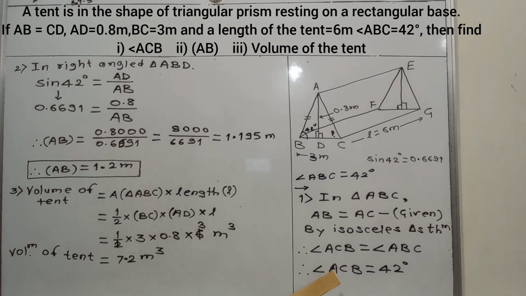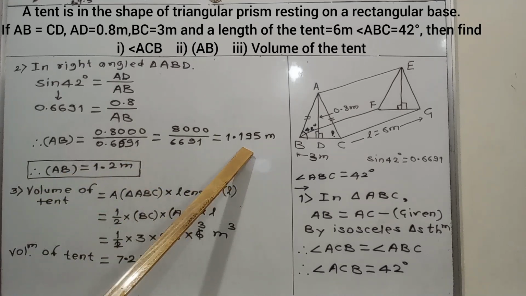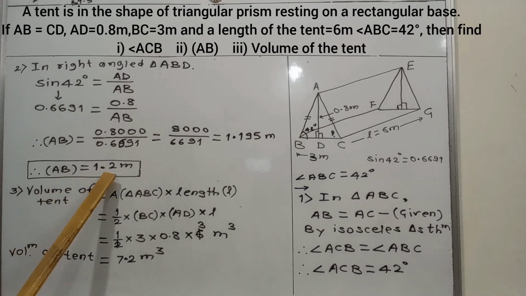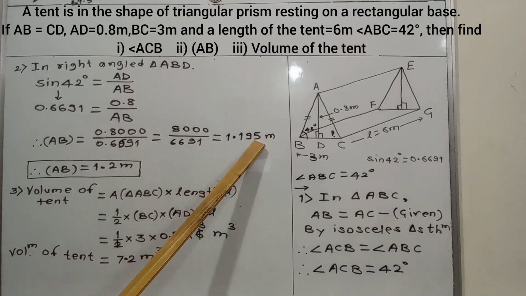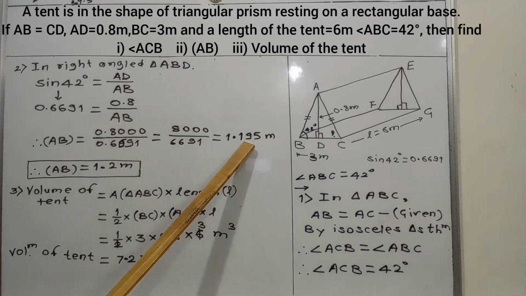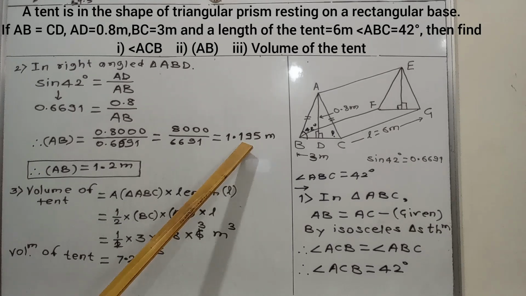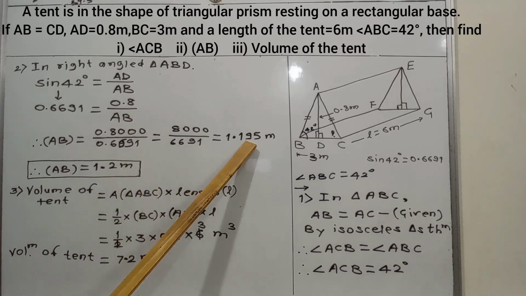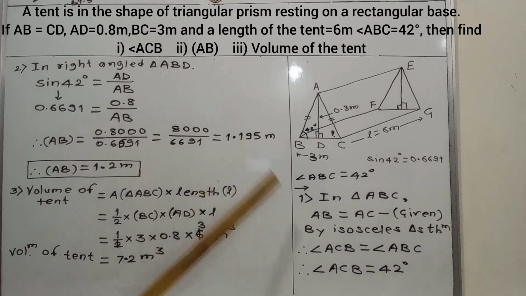So first we measured angle ACB, then the length of AB. You can keep this also, no problem at all. AB is equal to 1.2. This digit is 5 or bigger than 5, so we add 1 here: 9 plus 1 is 10, 10 means 0, and 1 plus 1 is 2. Therefore 1.2. This is our final answer.